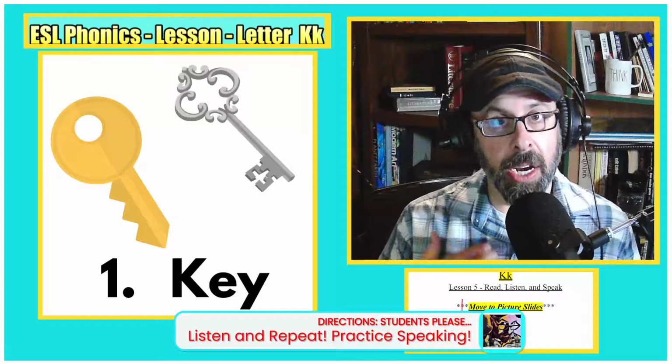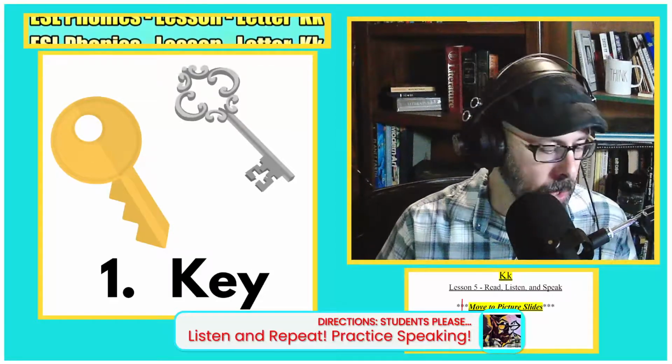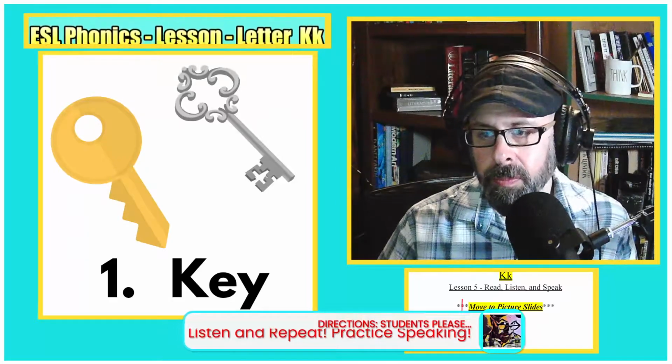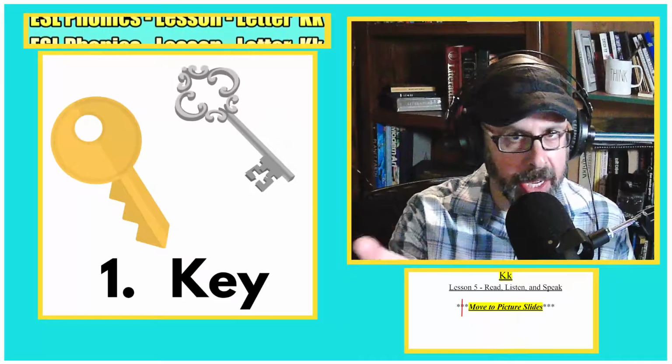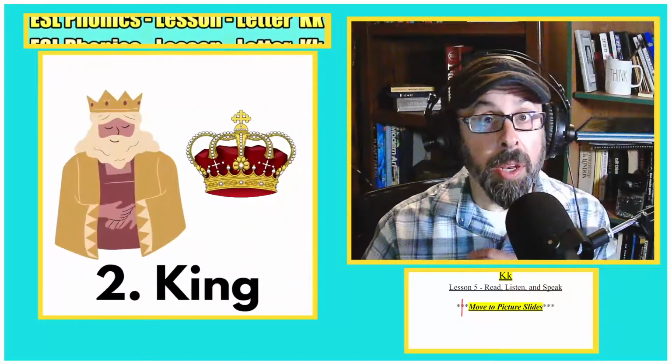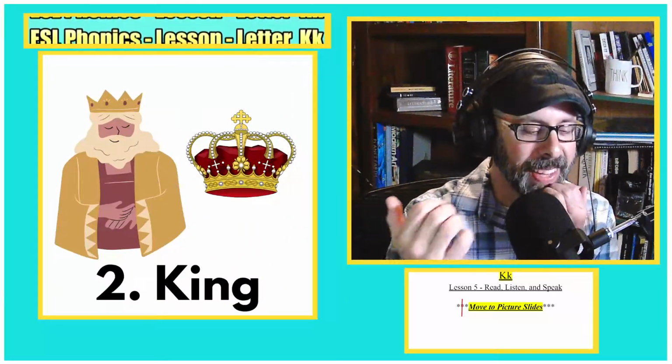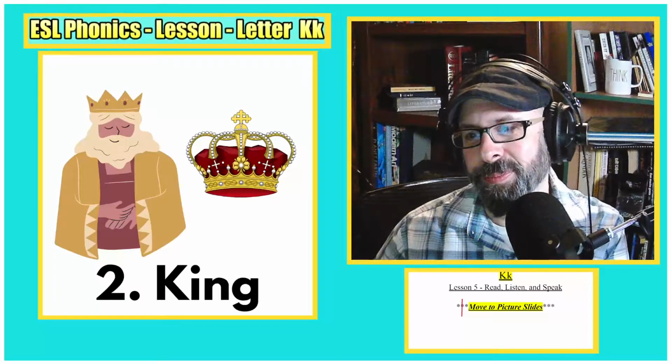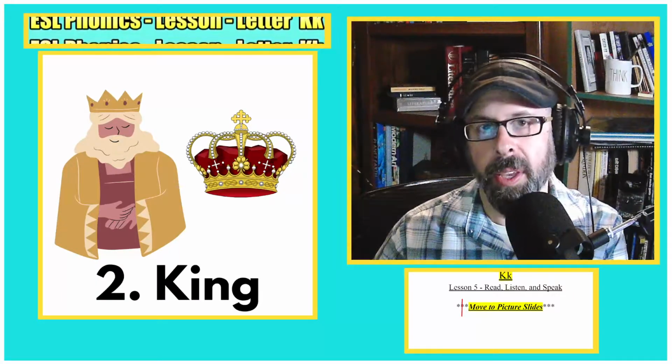Okay, so I'll say the number, you say the word, and then I will repeat the word for you. Okay? All right, you ready? Okay, number 1. How do you say number 1? Say it. Key. Number 2. Okay, say it. King.